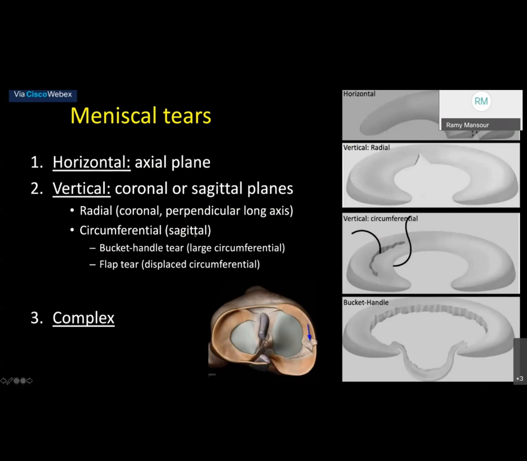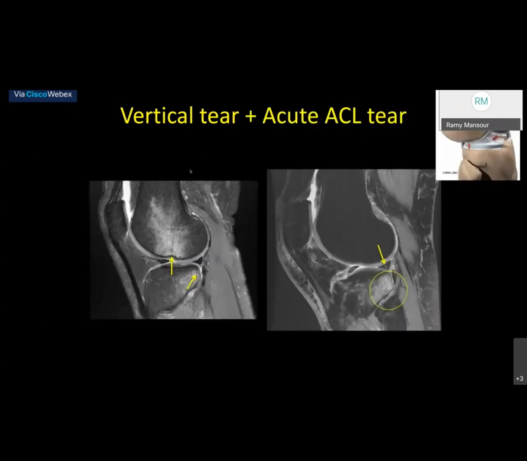Generally speaking, vertical tear or complex tear are traumatic, and horizontal tear are degenerative. This is just in general terms, but of course there are some exceptions. The most common scenario where we see the vertical tear is when it is associated with the acute ACL tear, because of an impaction injury on the posterior horn of the lateral meniscus or medial meniscus by the femur. So the femur hits the back of the knee and causes a vertical tear of the menisci, like this example.